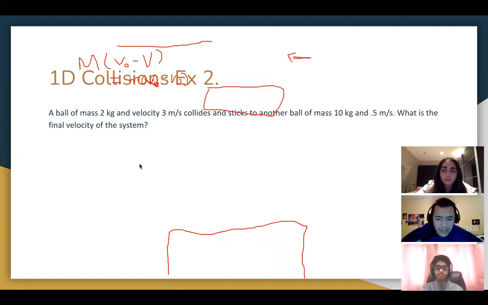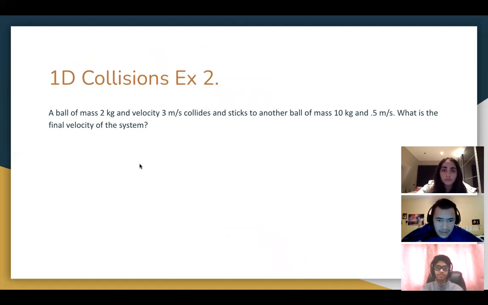Well, let me just get rid of those annotations. This one, on the other hand, is far easier. A ball of mass 2 kilograms and velocity 2 meters per second collides and sticks to another ball of mass 10 kilograms and 0.5 meters per second. What is the final velocity of the system? I'll give you like 3 seconds to pause and figure it out.